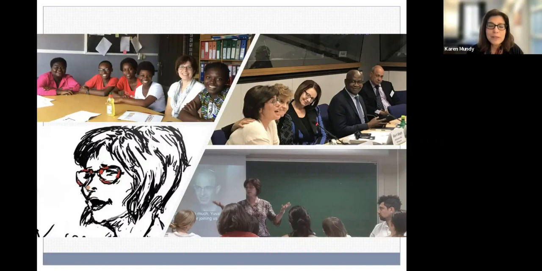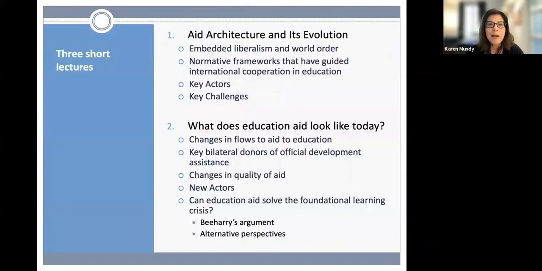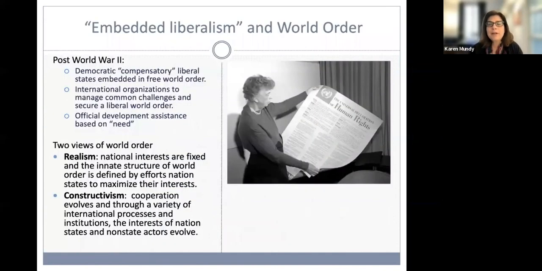And you've seen a little bit about that career trajectory in one of the articles for today, which was the presidential lecture I gave for the Comparative Education Society, and which was very autobiographical. So you've seen a little bit about this. But let's start with an overview of what we're going to do: the aid architecture and its evolution. We'll talk about that in the first part, and then we'll talk a little bit about what the education aid looks like today. And let me start here, which is really a frame for what we're going to talk about.